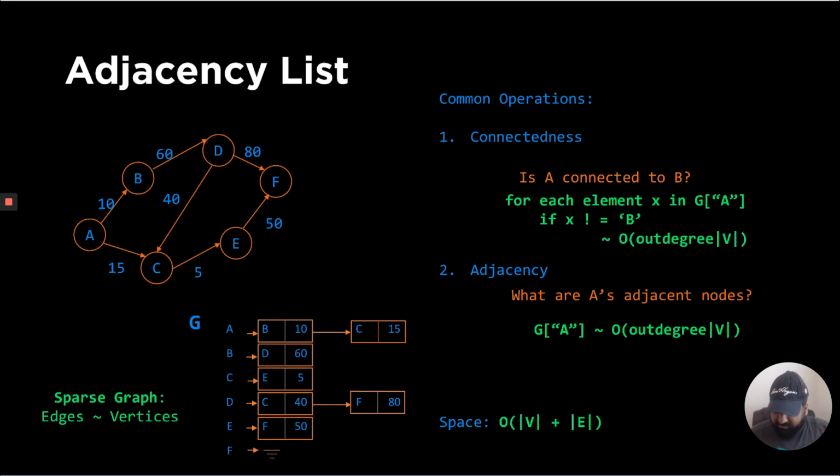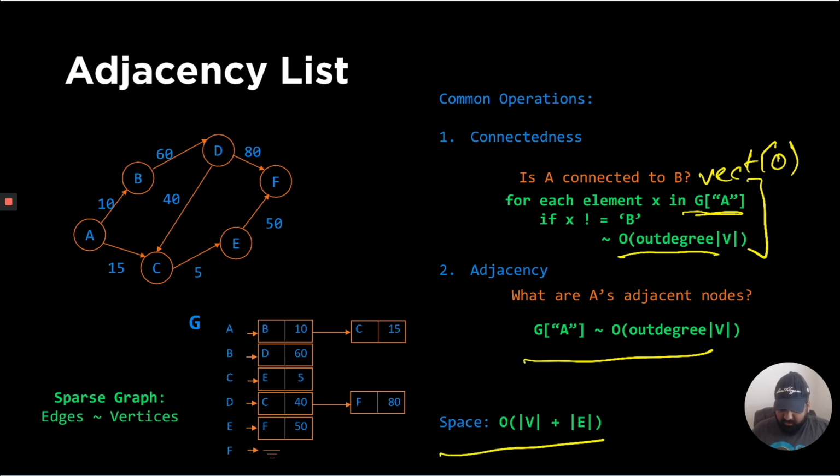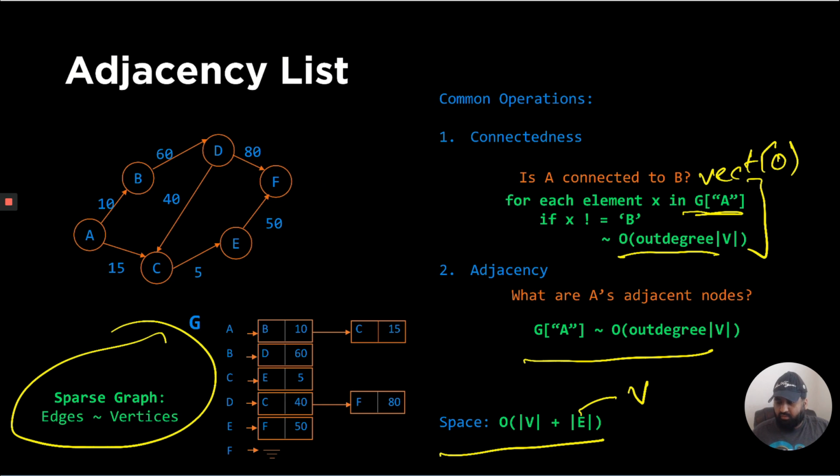So again, if we were to search for an element that is connected to A, we just traverse each element in this G of A, which we get from the map's index, or if it's a vector, it would be something like vector of 0 or A. Then we return if there's a value, meaning that element is present, so it's connected. That's O of out degree of V, and the other one is also O of out degree of V. The space consumed is V plus E. Also remember that in sparse graphs edges is equal to vertices. So this transforms to O of V plus V, which is again proportional to O of V.